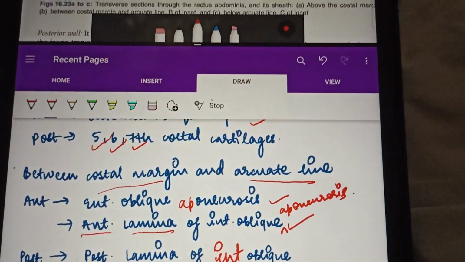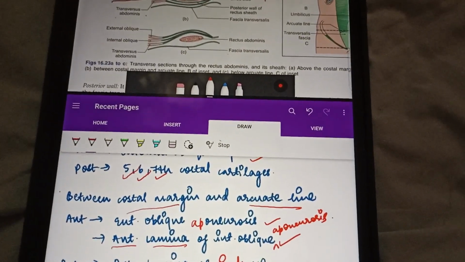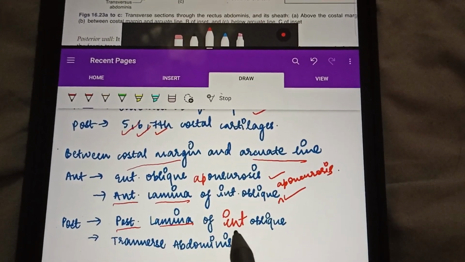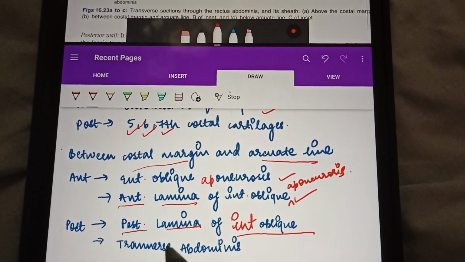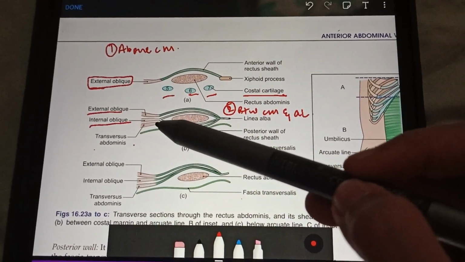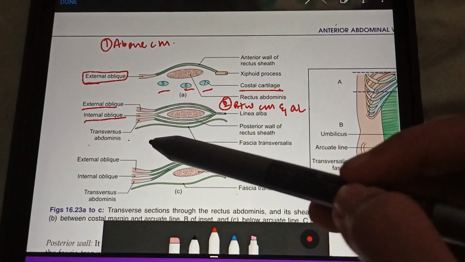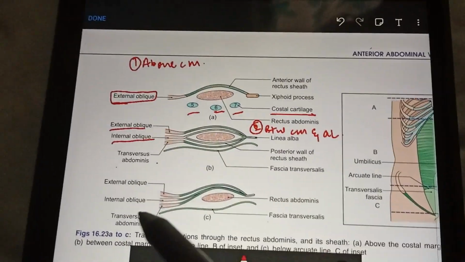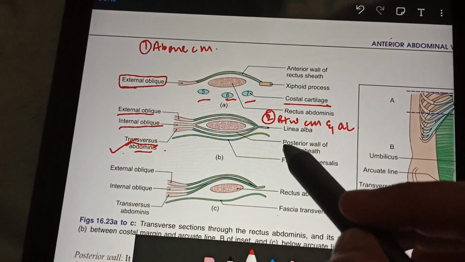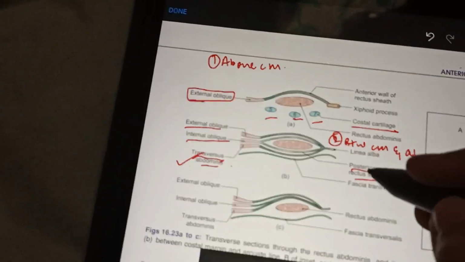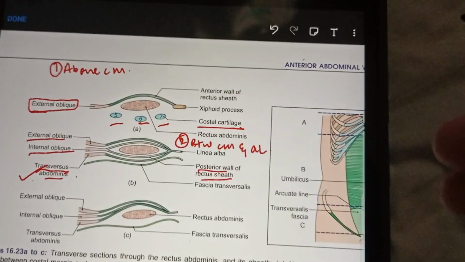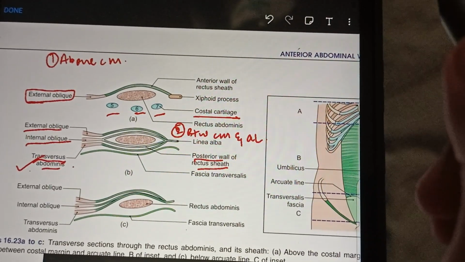Internal oblique aponeurosis. And then if we look posteriorly, it is formed by the posterior lamina of the internal oblique aponeurosis and the transversus abdominis. This is the posterior one. The rectus. Okay. So now we saw between the costal margin and the arcuate line.